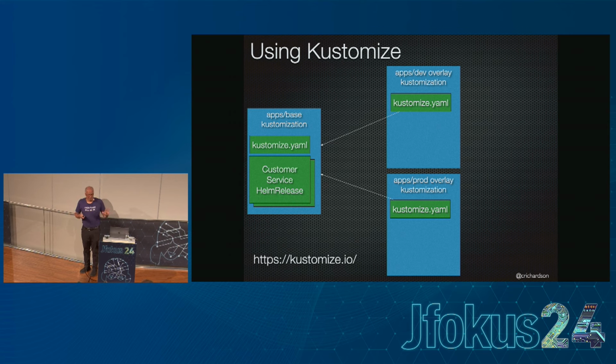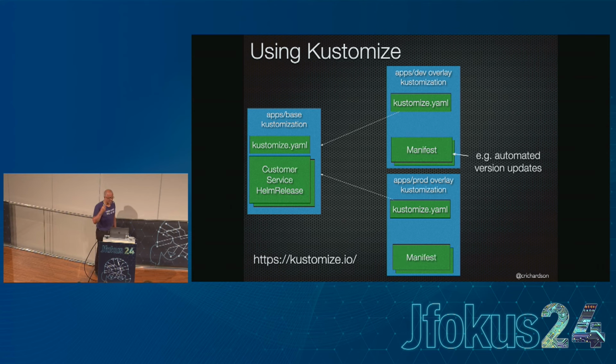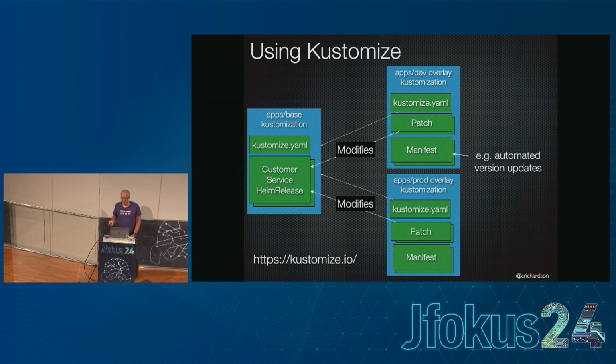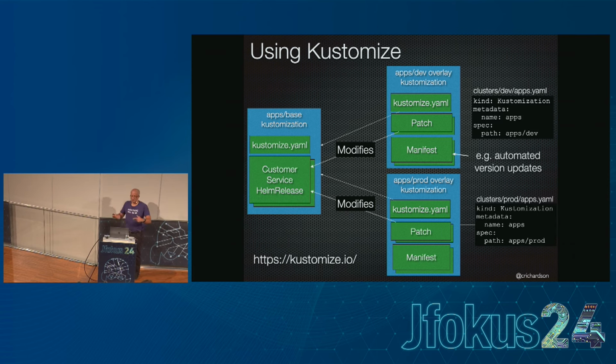And so that's the first thing. And then each of those overlays can have extra manifests in them that are environment specific. Like the dev one could have the manifests that configure automated version updates. But then the really interesting part is that these overlays can have patches, which are files that modify the manifests in the base. And then the Kubernetes dev cluster will reference the dev overlay, and the Kubernetes prod cluster will reference the prod overlay.